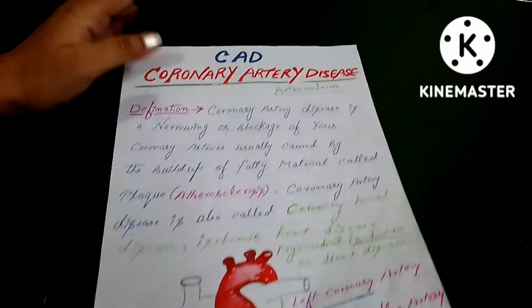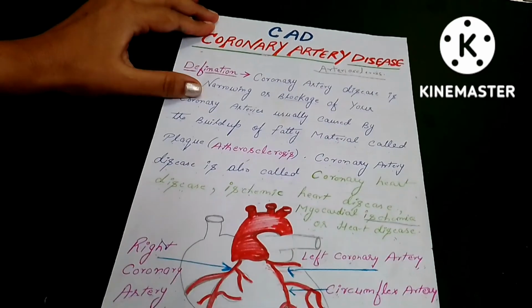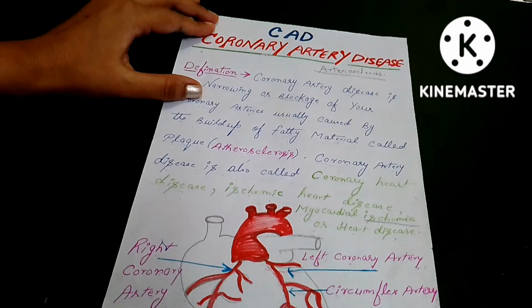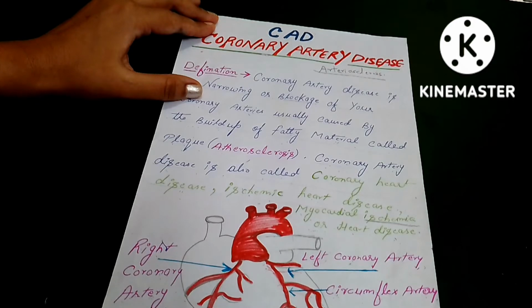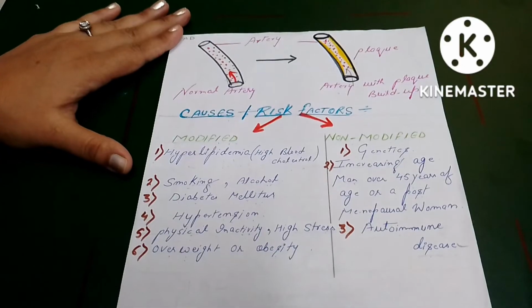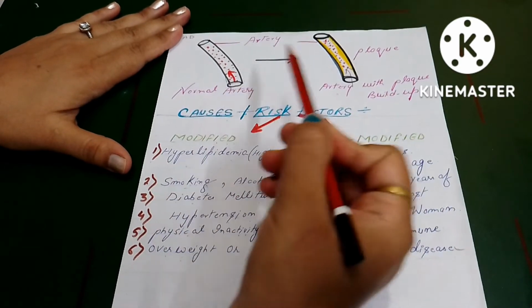So we are discussing CAD. CAD means the coronary arteries present in our heart get built up with fatty materials, fat deposition, and there is a narrowing of the pathway. So blood will flow with resistance through our artery walls, and there will be depletion of blood supply to our myocardial cells and tissues, and they will die. I am going to show you with this diagram. This is our normal artery and this is our blocked artery.